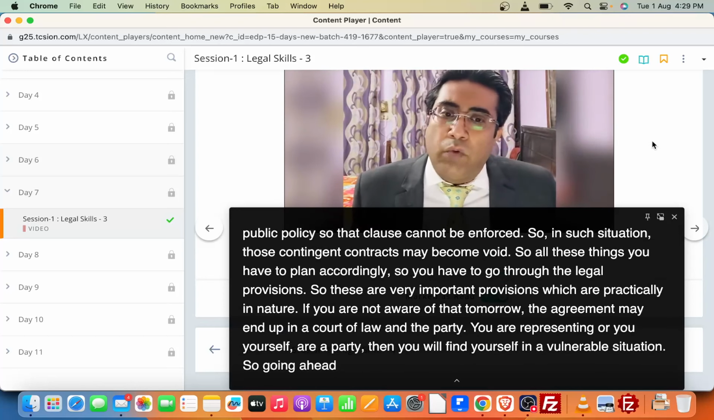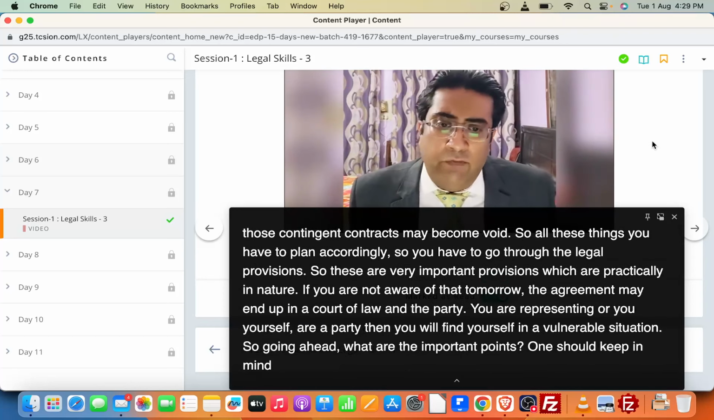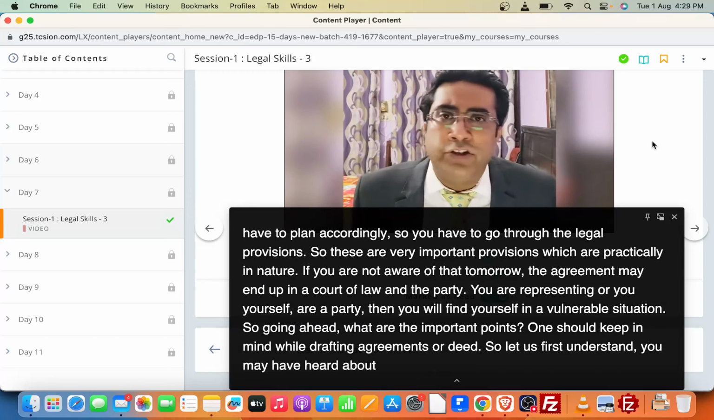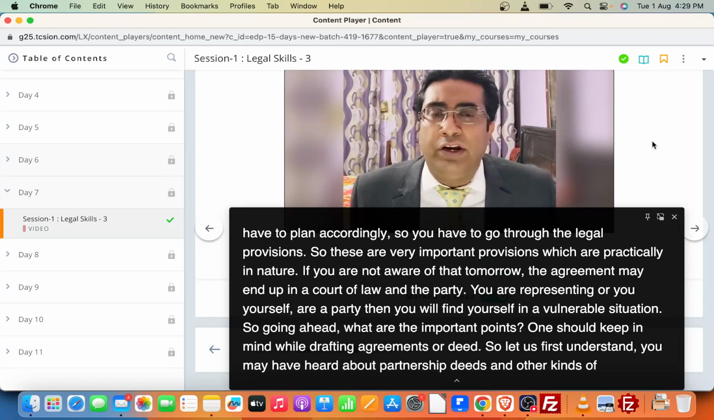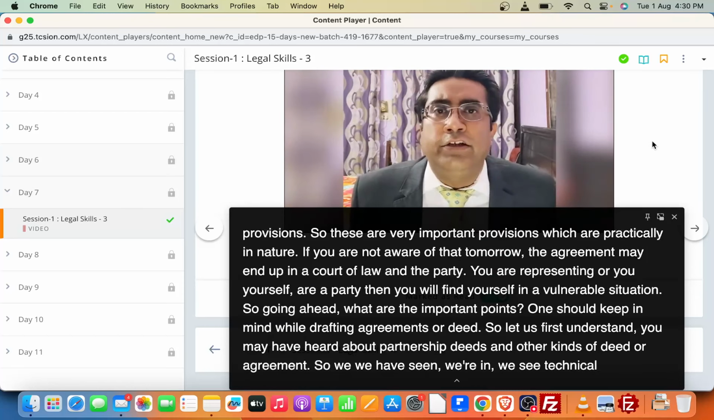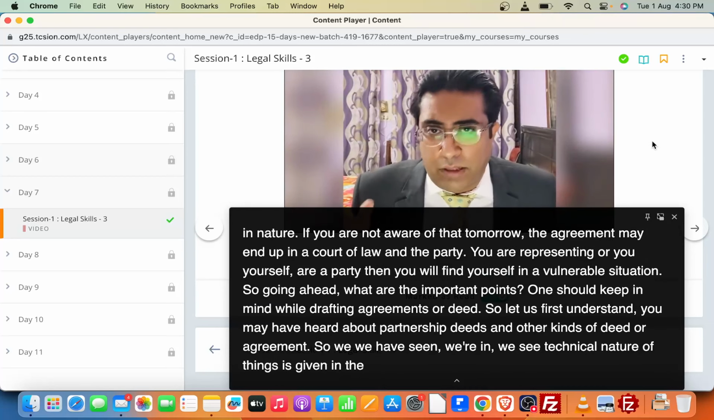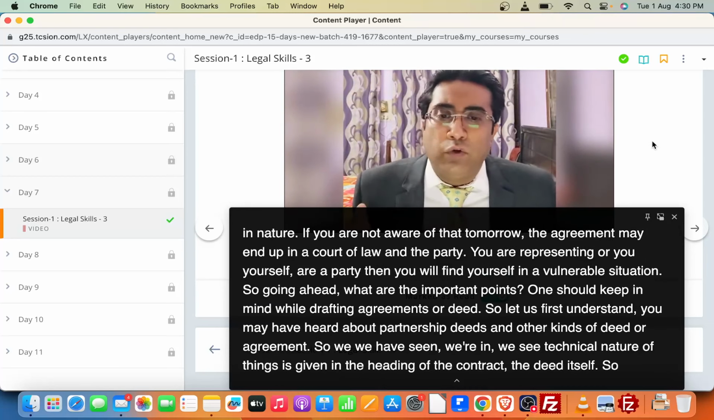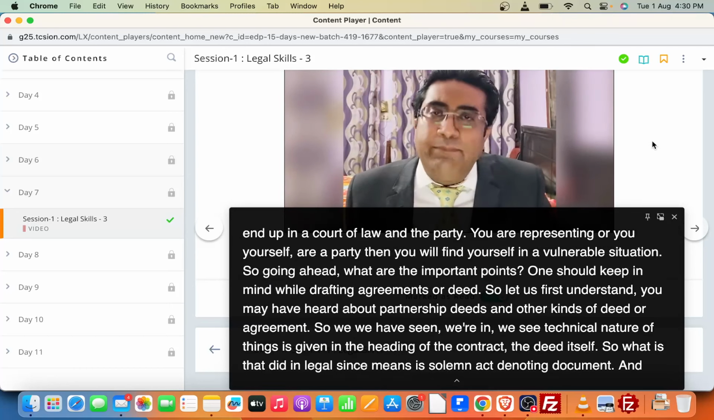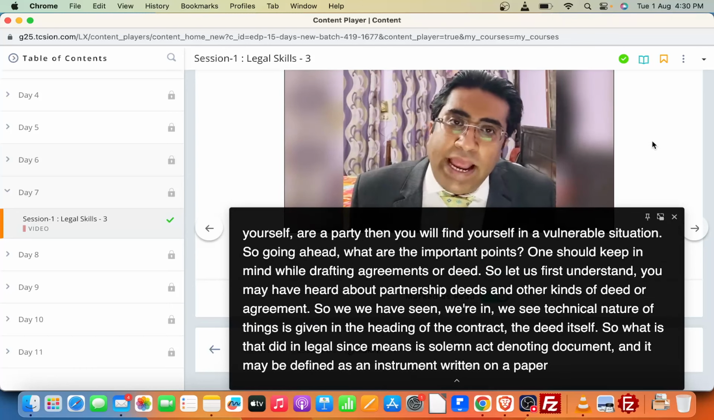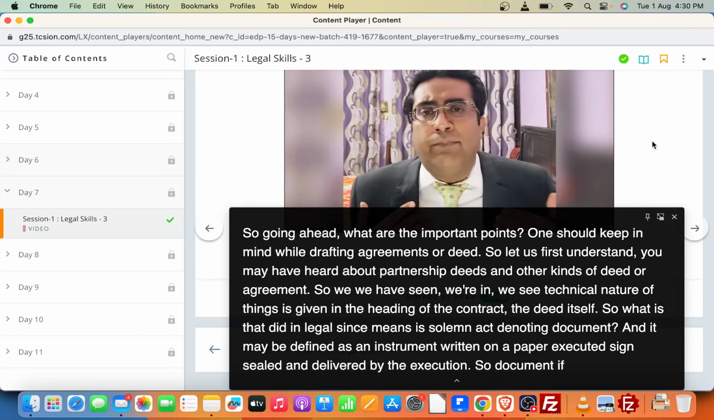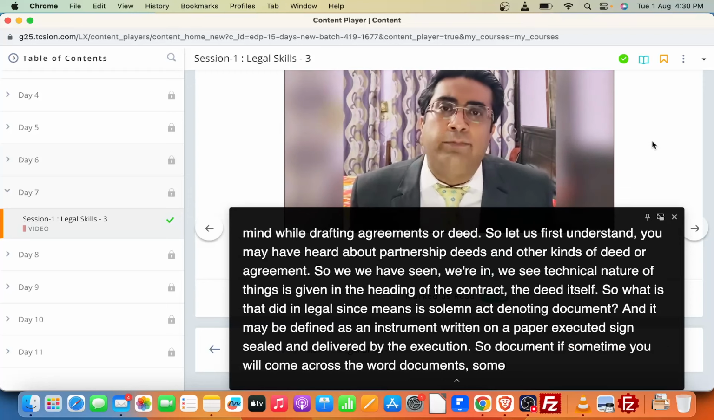So going ahead, what are the important points one should keep in mind while drafting agreements or deeds? Let us first understand, you may have heard about partnership deed, lease deed, and other kinds of deed or agreement. We have seen where the technical nature of things is given in the heading of the contract, the deed itself. So what is that? Deed in legal sense means a solemn act denoting document, and it may be defined as an instrument written on paper, executed, signed, sealed, and delivered by the executant. Sometimes you will come across the word document, sometimes you will come across the word deed.